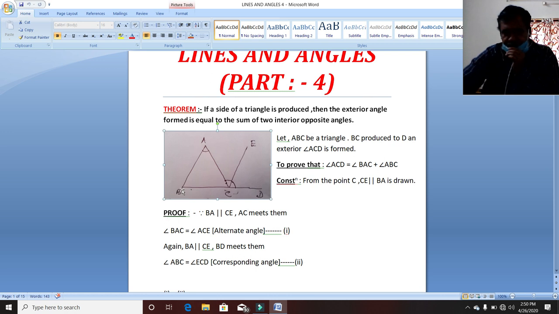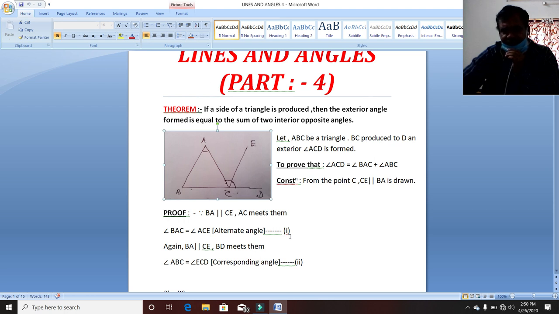Now I am doing the proof. Now you see, BA is parallel to CE and AC meets them. So angle BAC and angle ACE are alternate angles. These two alternate angles are equal. Similarly, another condition: you see AB is parallel to CE and BD meets them. You see ABC and ECD. These are two corresponding angles. The two corresponding angles are equal.